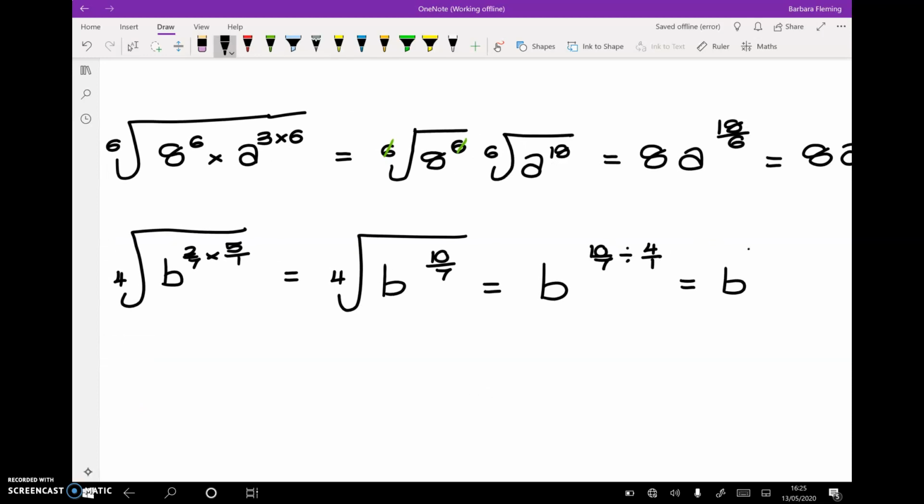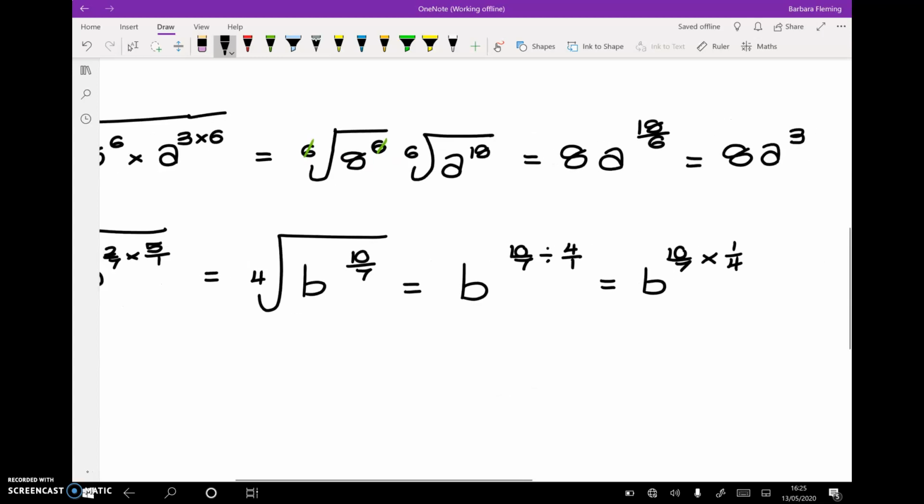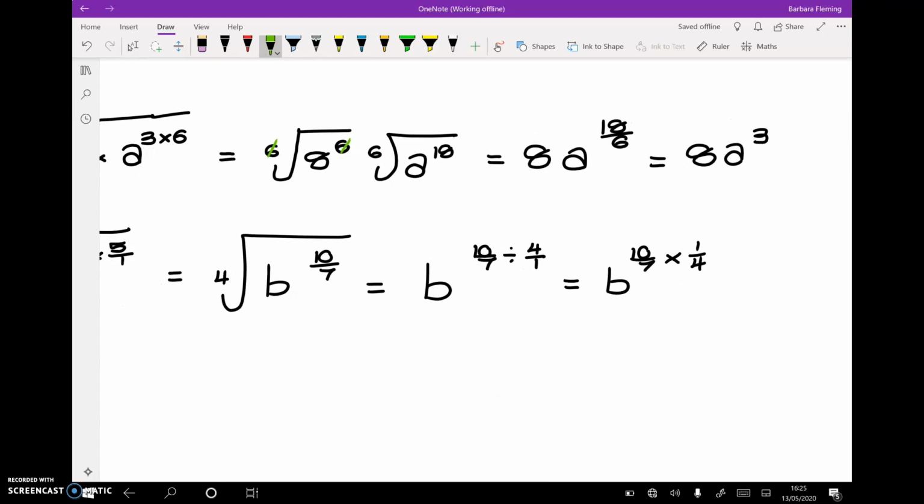That equals b to the power of 10/7. To divide fractions, you turn your sign to multiply and flip the second fraction upside down. So keep, change, flip. We can simplify down a little bit. 2 goes into 10 5 times and into 4 twice. And you have b to the power of 5 times by 1 is 5, 7 times by 2, 14. So b to the power of 5/14. If you hadn't simplified, you could have simplified later and had 10 over 28 and simplified down to 5 over 14.